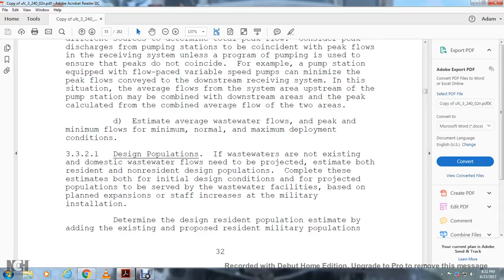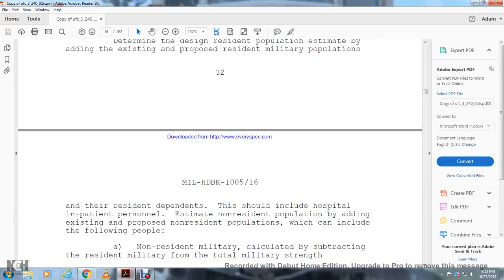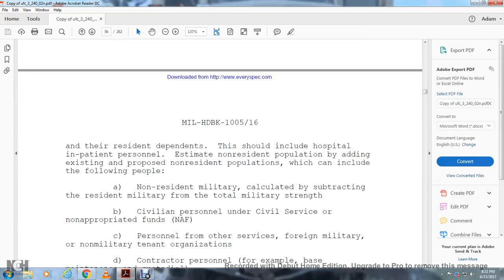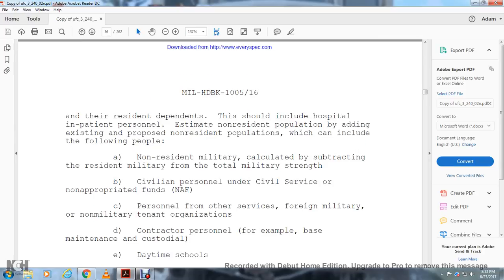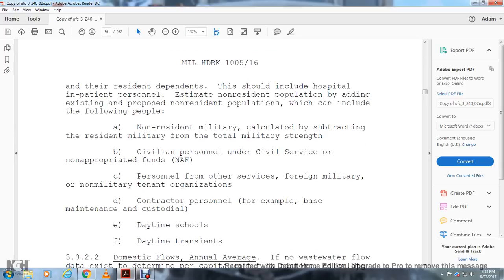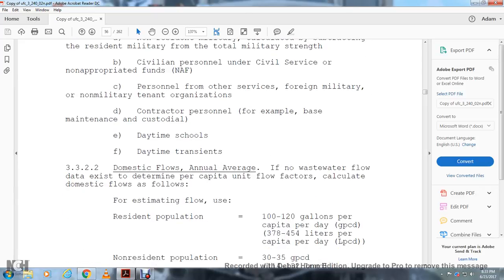installation. Determine the design resident population estimated by adding existing and proposed resident military populations and the resident dependents. This should include hospital inpatient personnel. The estimated non-residential population is found by adding existing and proposed non-residential populations, which include the following people. Non-resident military, calculated by subtracting resident military from the total military strength. Civilian personnel with the civil service non-appropriated funds. Other personnel, with the other services, foreign military, non-military tenant organization, contractor personnel, for example, the base maintenance and custodial, daytime schools and daytime transits.